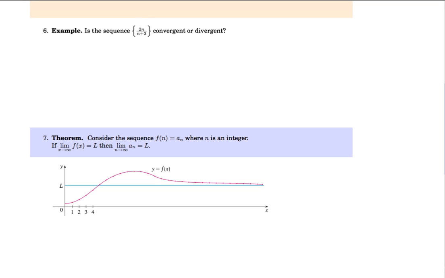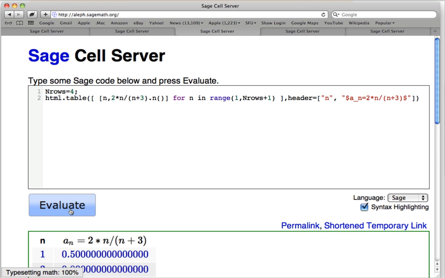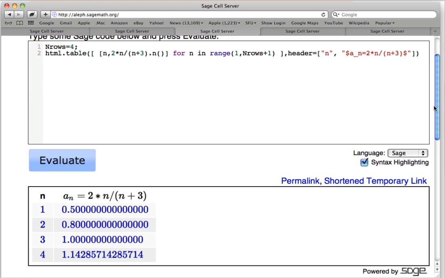So let's look at this example. Is this sequence 2 times n over n plus 3, is it convergent? Well, let's just play around with this example for a second. I'm going to have the computer compute the first 4 terms of the sequence. So we see the first 4 terms are a half, 0.8, 1, 1.14, etc. Do these numbers seem to be settling down anywhere?